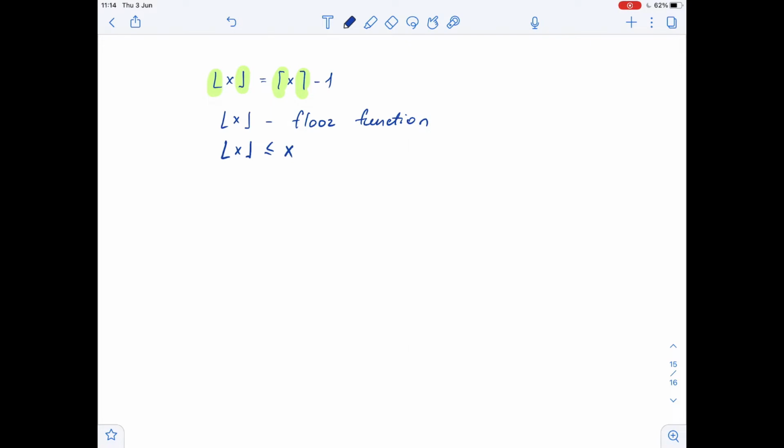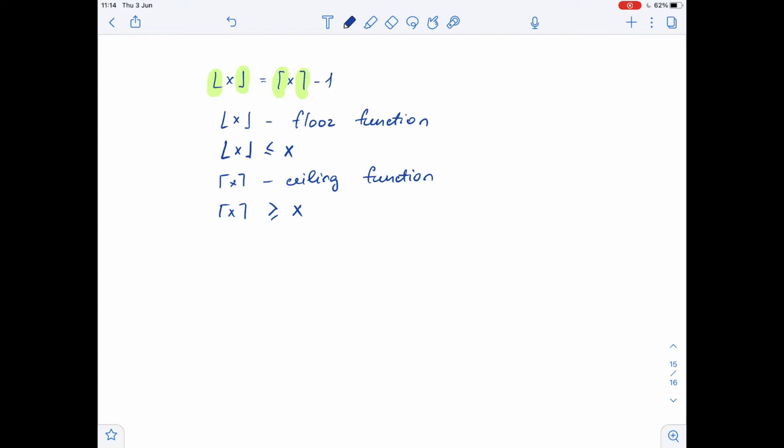Well, now let's look at the right side. On the right side, we have a ceiling function. Ceiling function takes an input x and gives the output the smallest integer greater than or equal to x. So ceiling function of x is bigger or equal to x. Well, now let's see when our initial equation will be true.